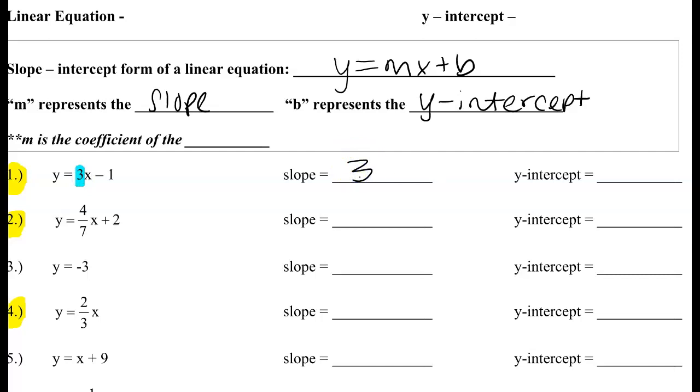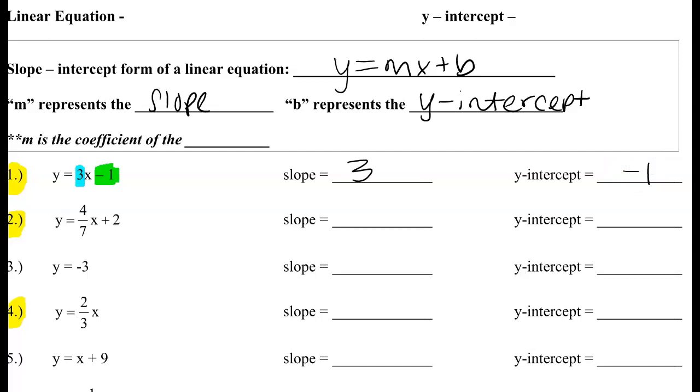Then the y-intercept is basically the other number, right? The one that's being added or subtracted after that x variable. So in our equation here, I'll highlight it in green, we've got a -1. So your y-intercept is going to be -1 here.